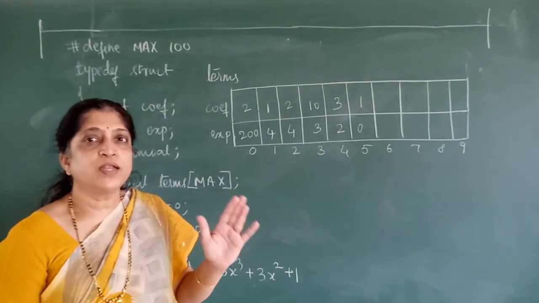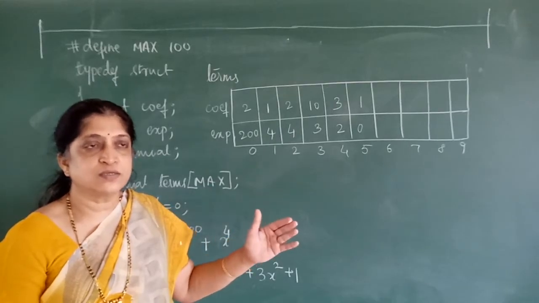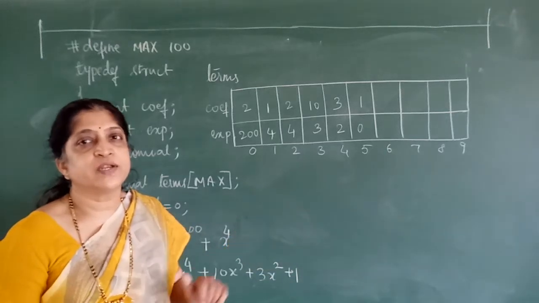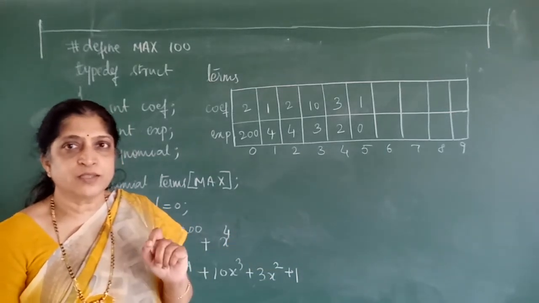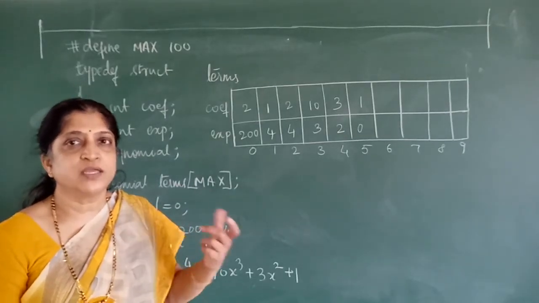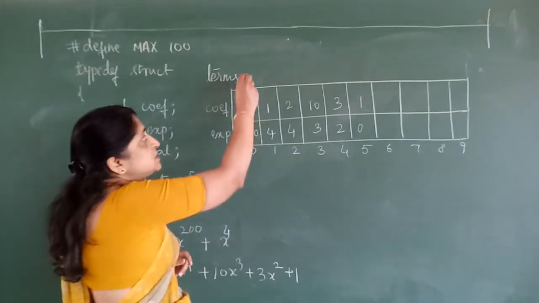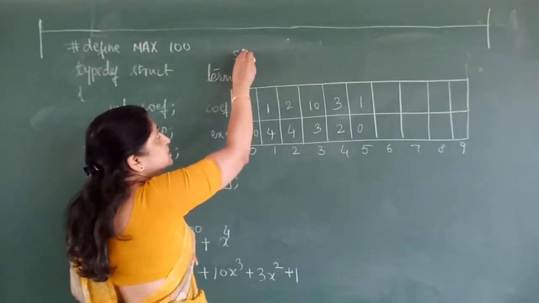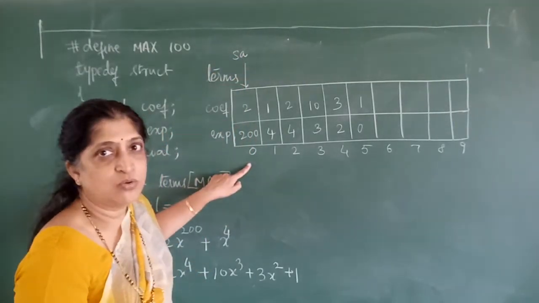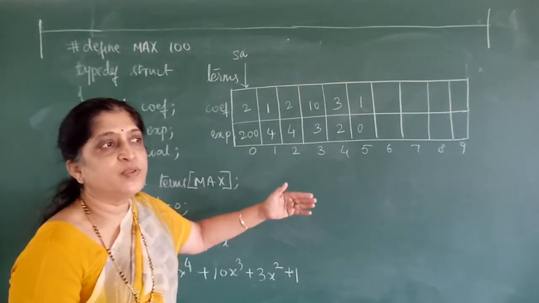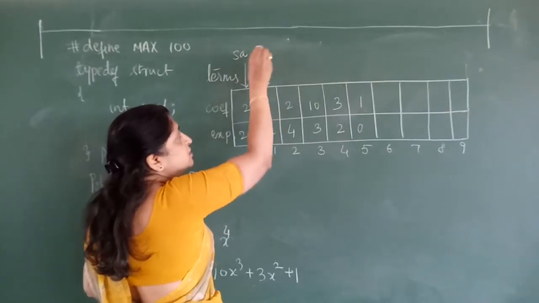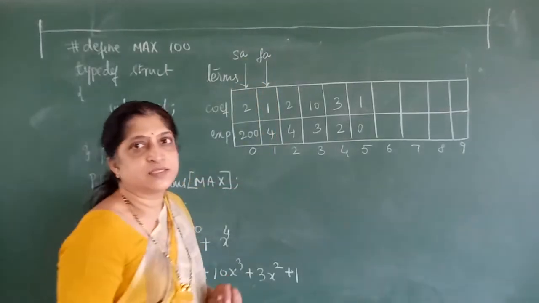Then how do we know where the first polynomial starts and where does it end? Where the second polynomial starts and where does it end? For that we will be using variables for representing the first location and the last location, or the index in this array. We use start A, I'll just write it as SA. Start A has the index 0, and finish A, that is the last term of the polynomial A, has the index 1. So I'm just writing FA and SA.